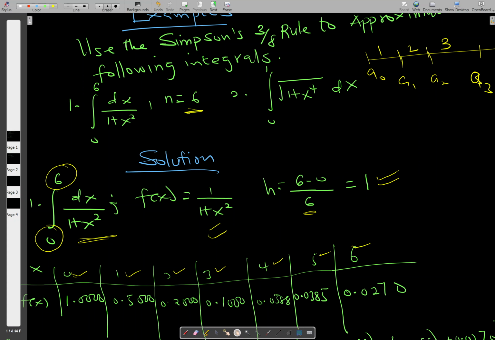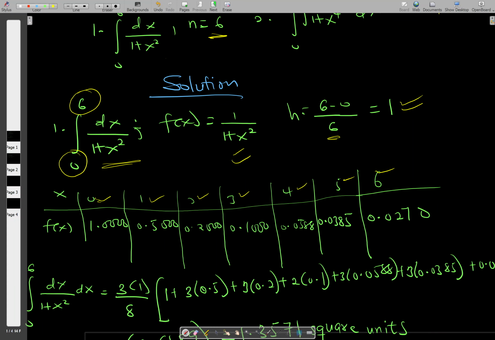Then you find the corresponding values of f of x, okay? So f of 0, you substitute 0 into this function, okay? So 1 over 1 plus 0 squared gives you 1. When x is equal to 1, you get 1 over 1 plus 1 squared, that is a half, which is 0.5. So you make your substitutions, and when you do that, you obtain the following values. Now, we can apply the Simpson's 3/8 rule. So we have 3/8 times h, our h is 1, so we substitute h here.